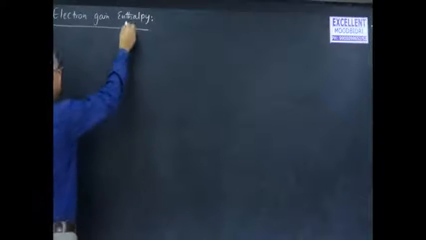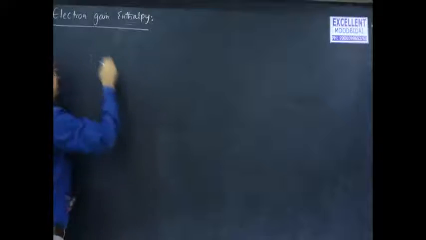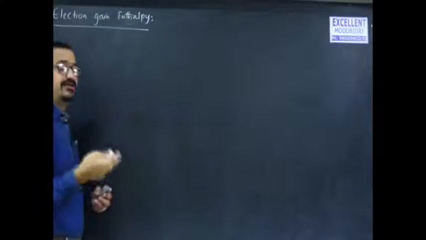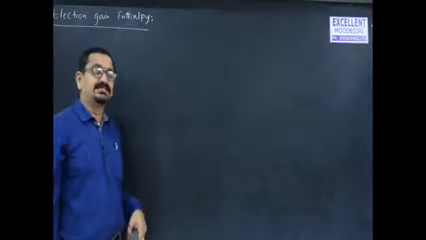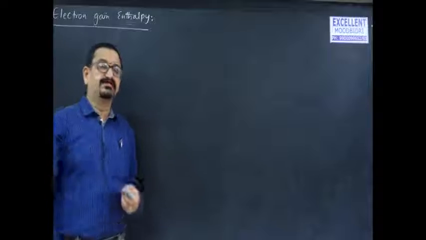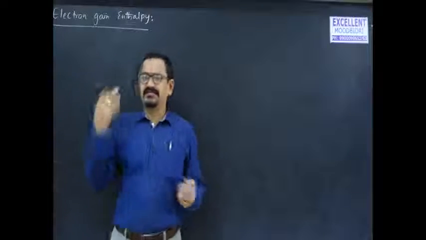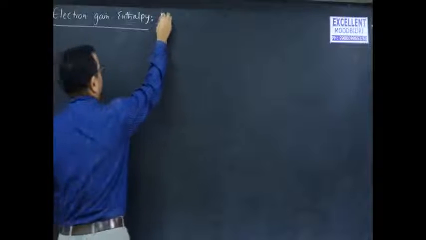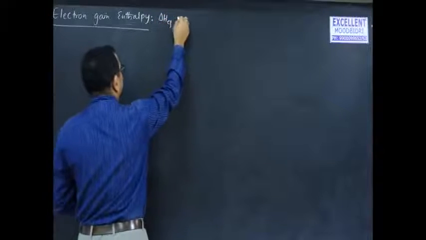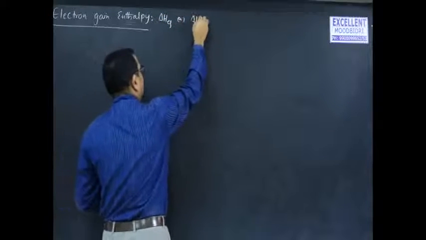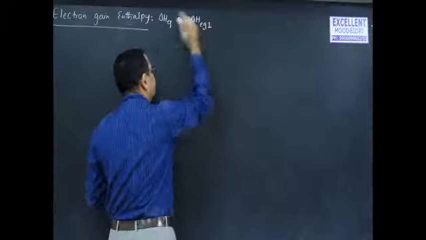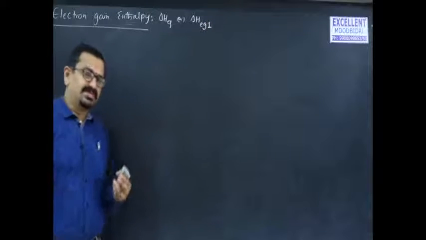Good morning, students. In this session, we will continue with the topics electron gain enthalpy followed by electronegativity. Electron gain enthalpy is nothing but the enthalpy, the energy change accompanied during addition of an electron to an isolated gaseous neutral atom in its ground state. What is the electron gain enthalpy, or first electron gain enthalpy? Both are the same.